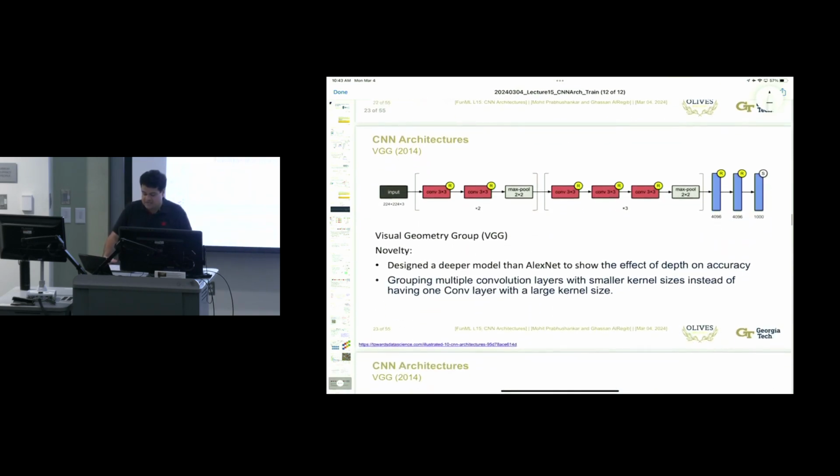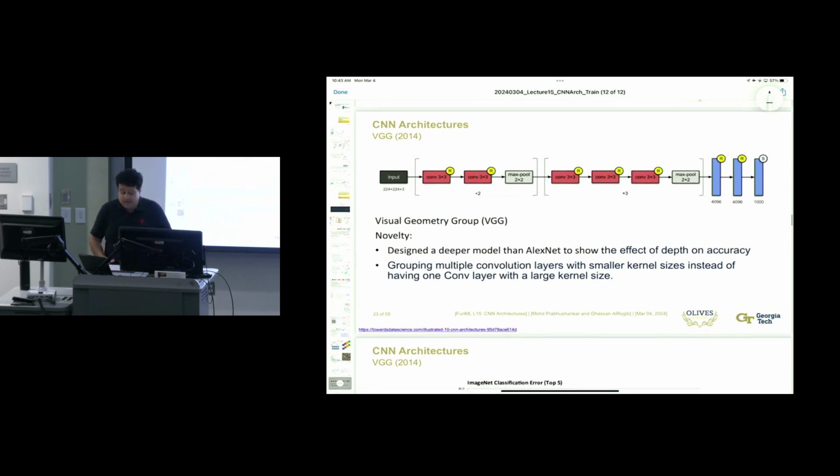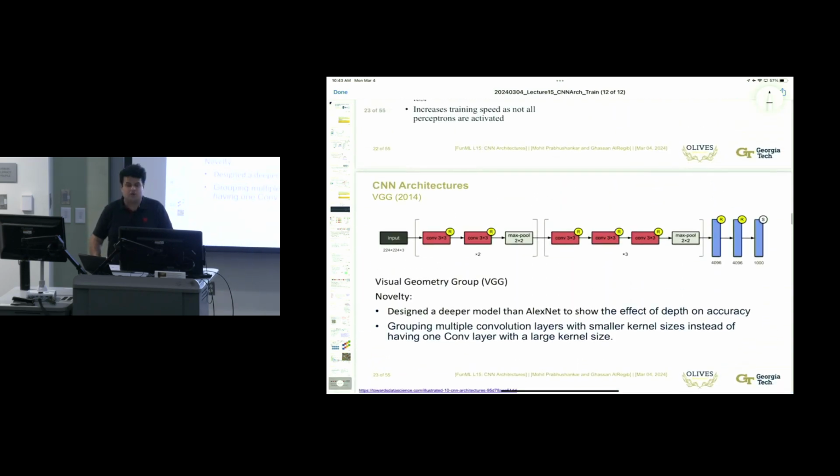Next is VGG architecture, but we'll start discussing this on Wednesday. Wednesday we'll also go through the project. I think that part is also going to be very important, and hopefully we'll finish this particular lecture on Wednesday. All right.